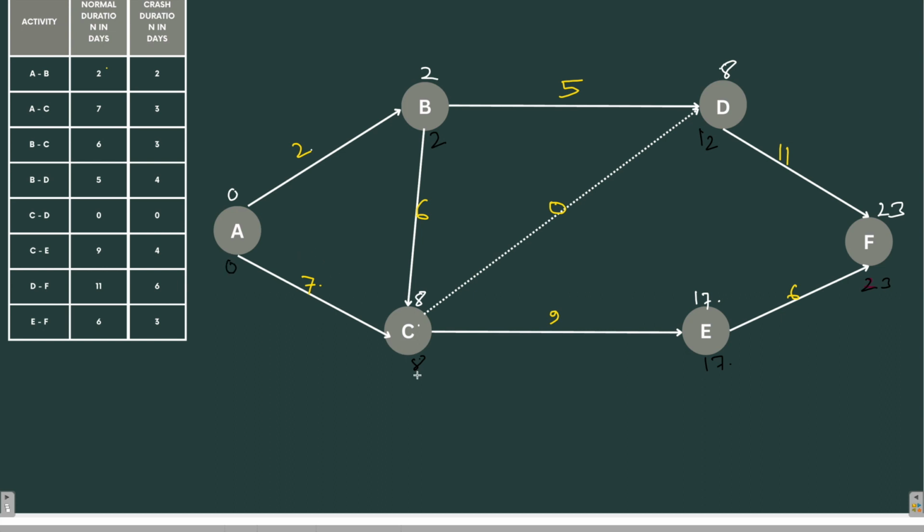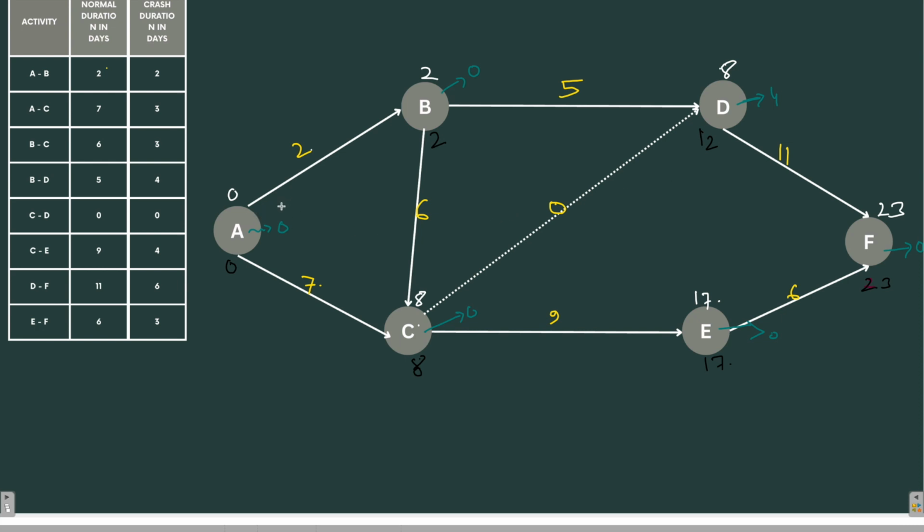Now let's find out which is the critical path. For that we have to find the slack. Slack is nothing but the latest allowable occurrence time minus the earliest expected time. I hope you remember all these things. We have already learned about these in the previous chapter. So 0 minus 0 is 0. 2 minus 2 is 0. 8 minus 8 is again 0. 17 minus 17 is 0. 23 minus 23 is 0. While 12 minus 8 is 4. Right? So I think we have got our critical path.